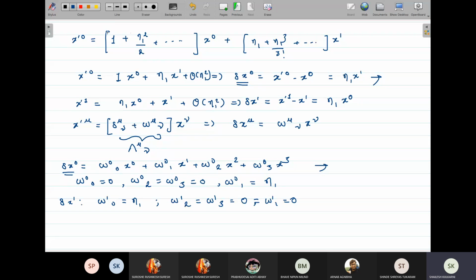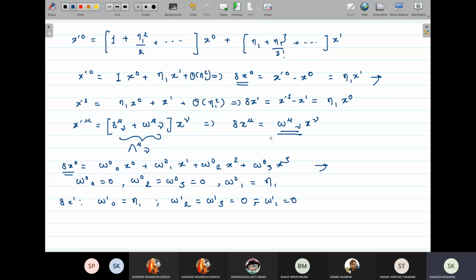Okay, so for this particular case where the boost is along the x1 direction, these parameters can be fixed. In fact, one can consider a more general Lorentz transformation, and for those also one can fix these parameters. I'm just giving you an example of how to fix these parameters.